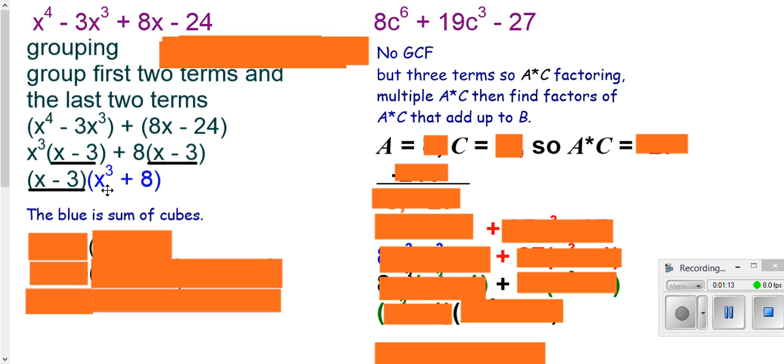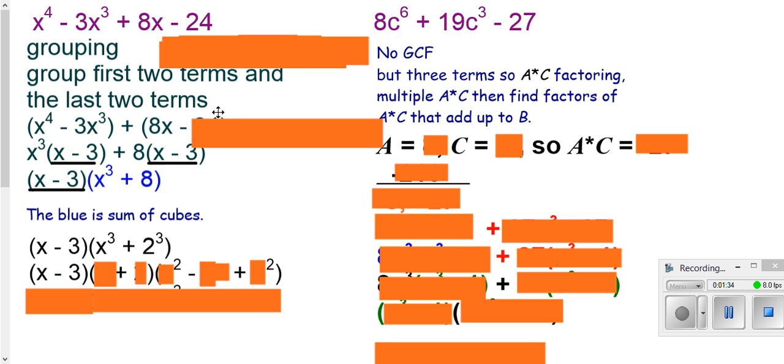Now you'll notice what we have in blue, an x cubed plus an 8, is really the sum of cubes. So we're still going to have that x minus 3 in front. And this is an x cubed plus a 2 cubed. So we're going to have to factor that farther yet. So I'm going to still leave that x minus 3 in front. Use my sum of cubes formula.